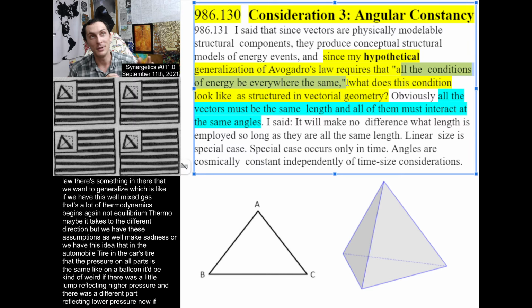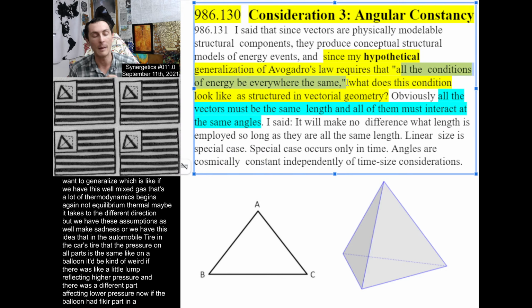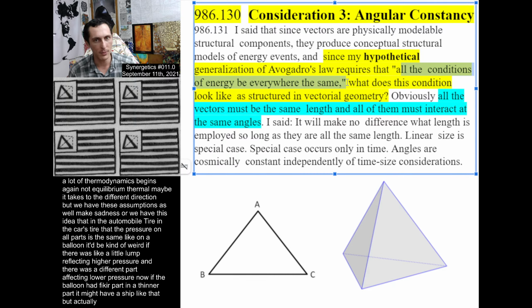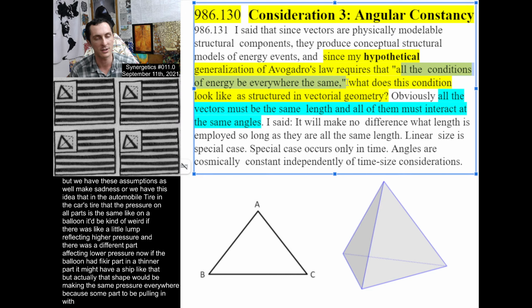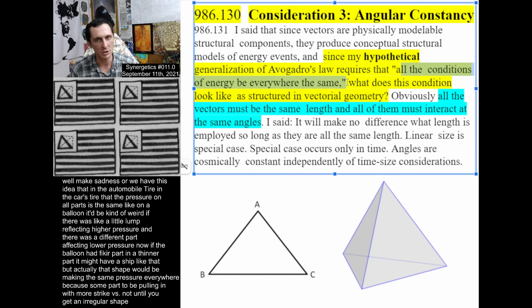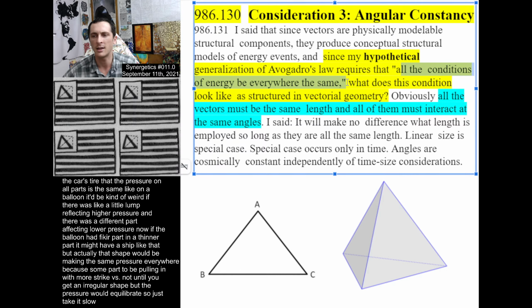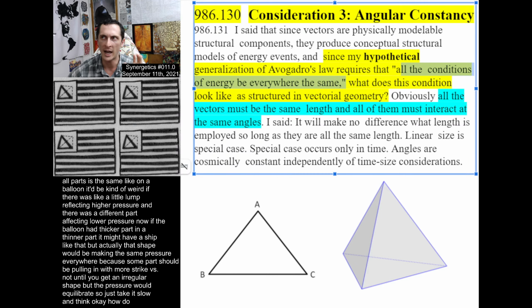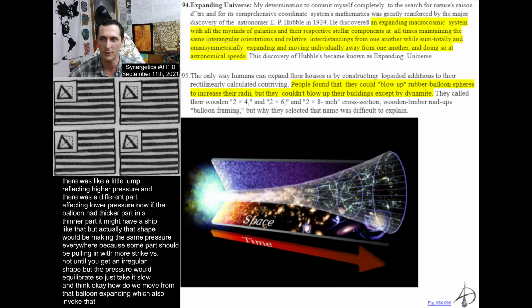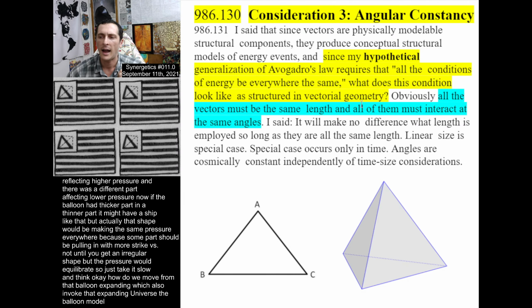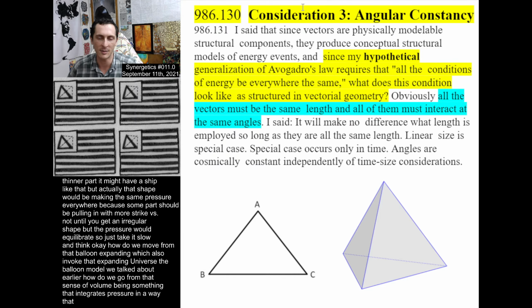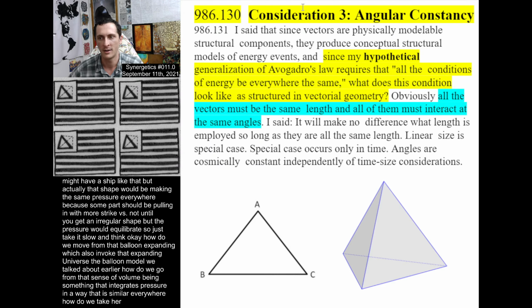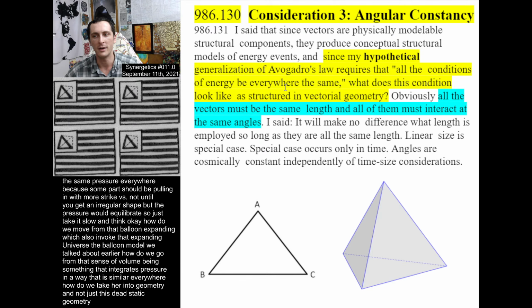Now, if the balloon had a thicker part and a thinner part, it might have a shape like that. But actually, that shape would be making the same pressure everywhere, because some parts would be pulling in with more strength versus not. And so you get an irregular shape, but the pressure would equilibrate. So just take it slow and think, okay, how do we move from that balloon expanding, which also invokes that expanding universe, the balloon model we talked about earlier. How do we go from that sense of volume being something that integrates pressure in a way that is similar everywhere? How do we take that into geometry? And not just this dead static geometry, but vectorial geometry.